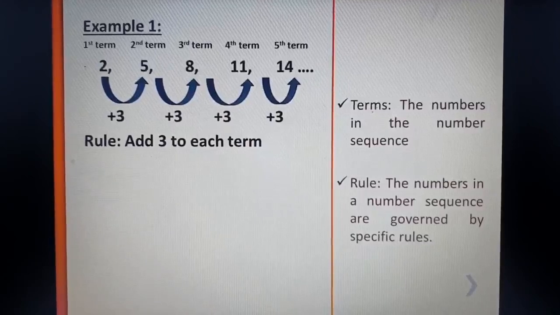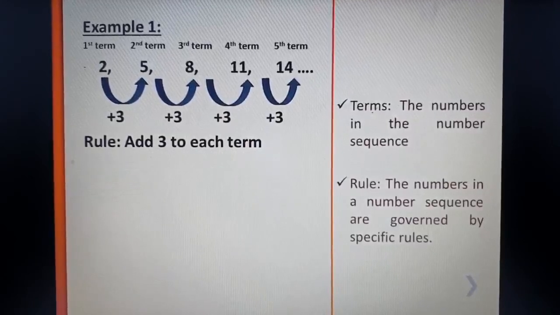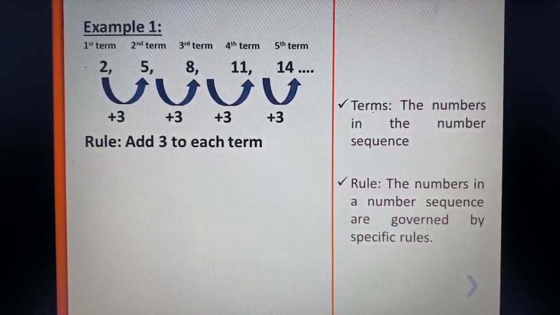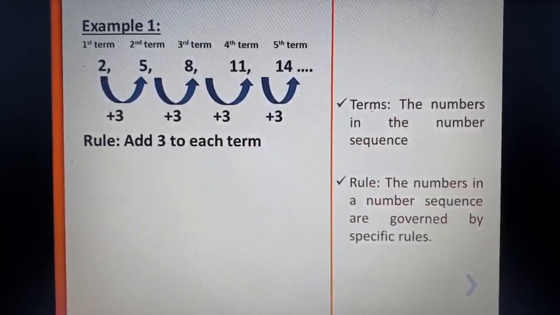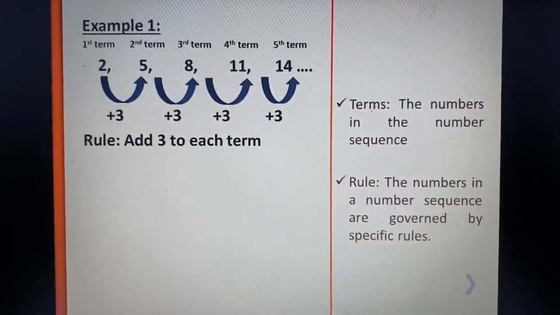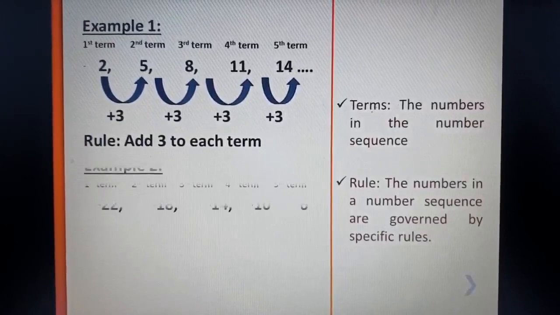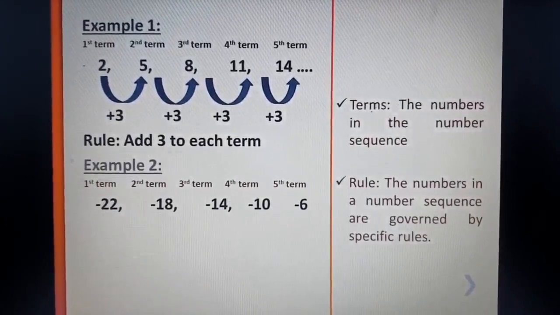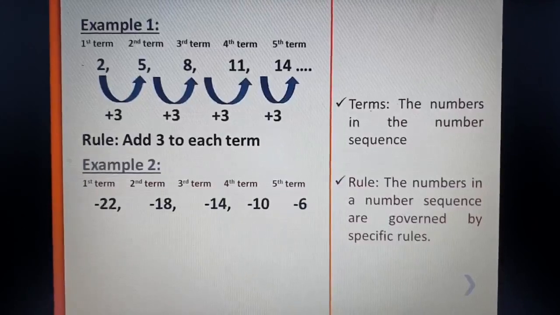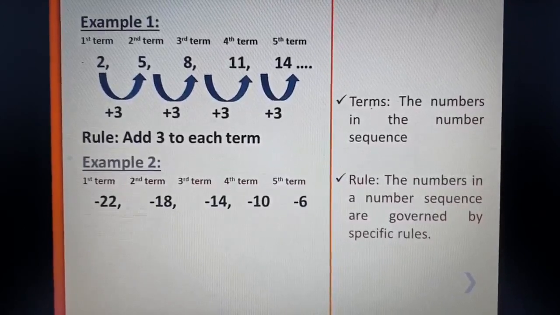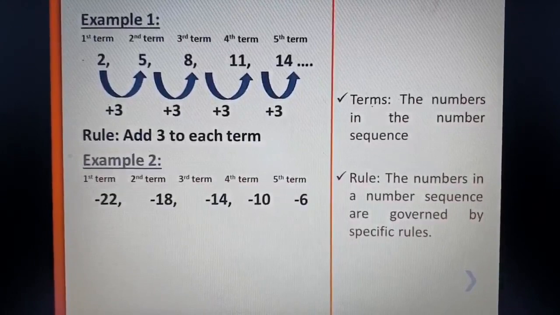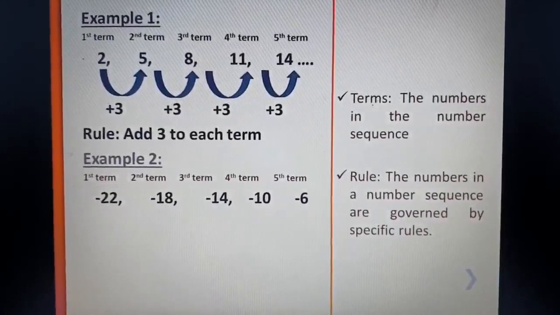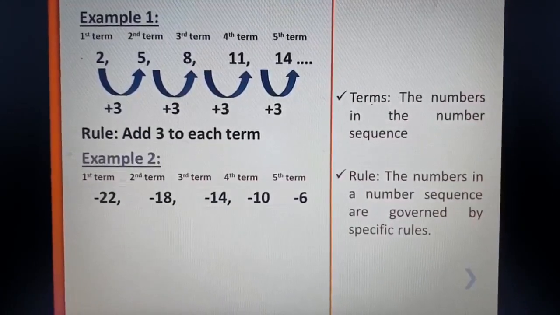So now can you tell me the sixth term? Yes, it will be 14 plus 3 again. What is 14 plus 3? 17. Yes. Now I'll give you the next example. Here you can see what's the first term? Minus 22. Second term is minus 18. Third term is minus 14. Then minus 10. Minus 6.